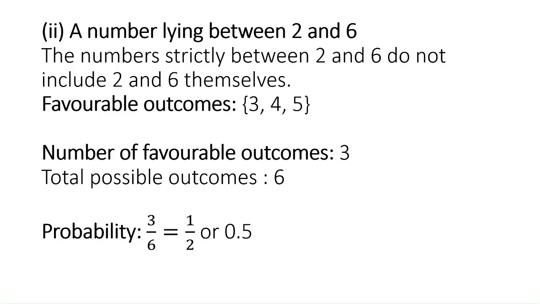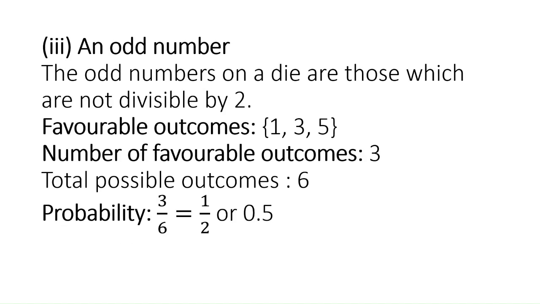Okay, right. Next, the third event is the probability of getting an odd number. The odd numbers on a die are those which are not divisible by 2, that we know. So how many numbers are there? Odd numbers are 1, 3, 5. Yes or no? Again here, total number of favorable outcomes is 3. Total possible outcomes are 6. Okay, so probability of getting an odd number will be equal to total number of favorable outcomes by possible outcomes. So 3 by 6, that is equal to 1 by 2 or 0.5.